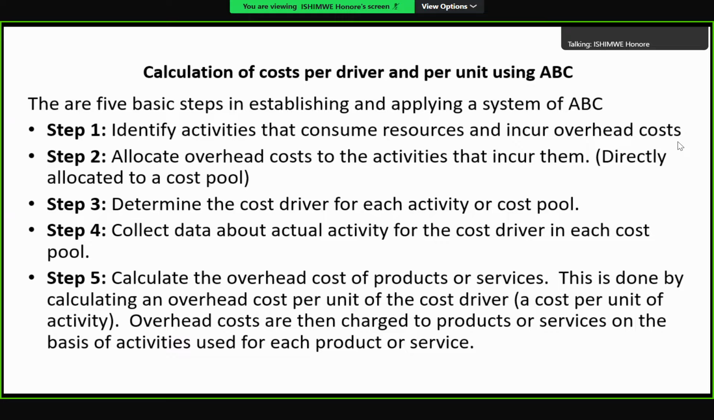And you allocate the overheads to the activity that incurs them, to their cost pool. Then determine the cost driver for each activity or cost pool. Then collect the data about the actual activities that happened for the cost driver in each cost pool. Then you calculate the overhead cost of a product or a service. This is done by calculating overhead cost per unit of the cost driver, and then you do the allocation. Overhead costs are then charged to the product or service on the basis of the activities used by each product or service.